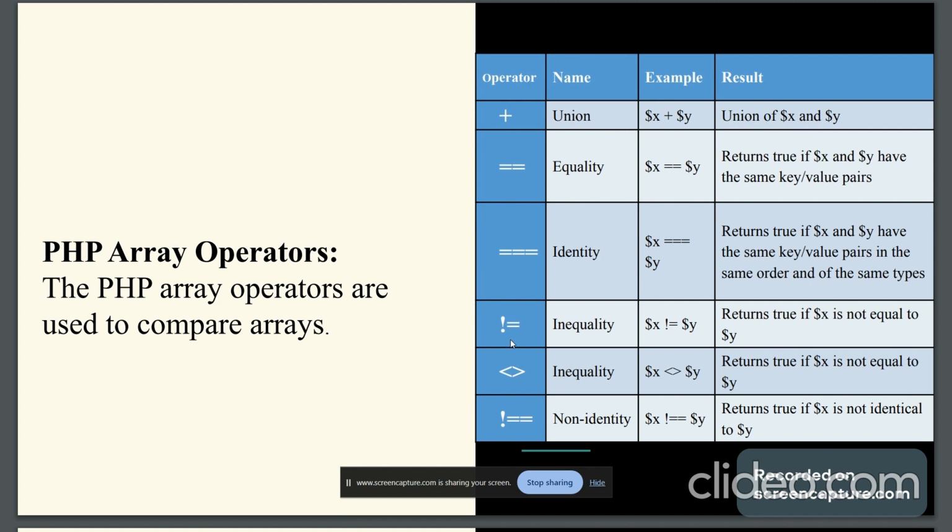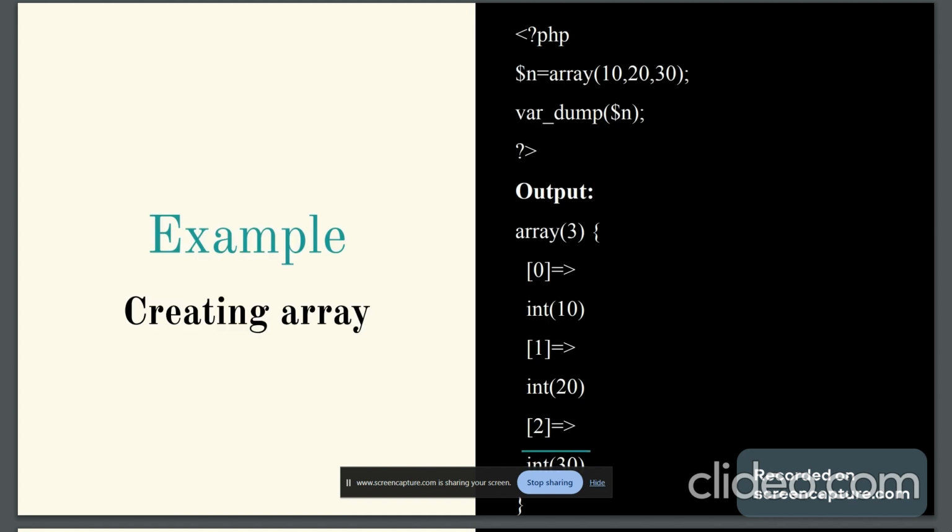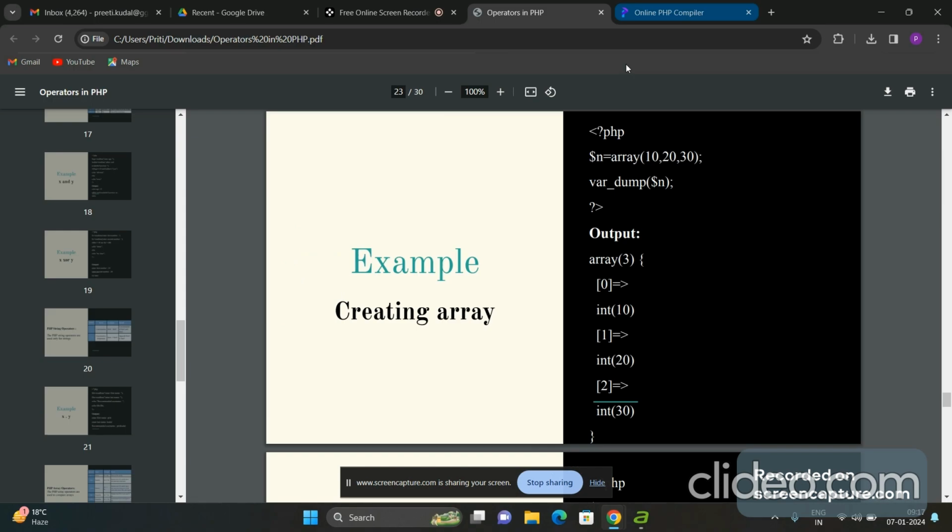Not equal to will check whether the elements of both arrays are the same or not. And the alternate operator for the same is less than, greater than, that is the inequality operator. It means either you can use exclamation equal to, or you can use the less than, greater than symbol. The non-identity operator will check whether x is not identical to y, where x and y are arrays. Let's see an example of an array.